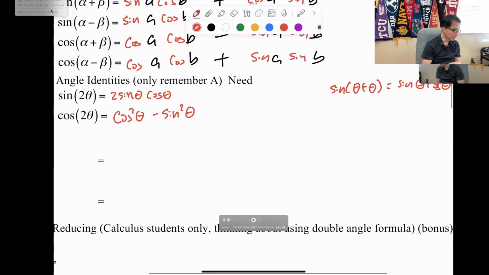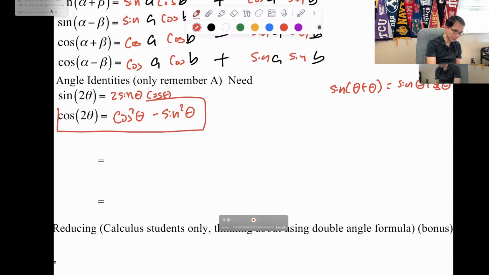Okay, so that becomes the first double angle identity. But there were two equal signs. That means there's two more. And you're like, wait, what are the other two? The other two are also derived. So we're going to use this formula to derive it. We're going to derive it on this side, okay?